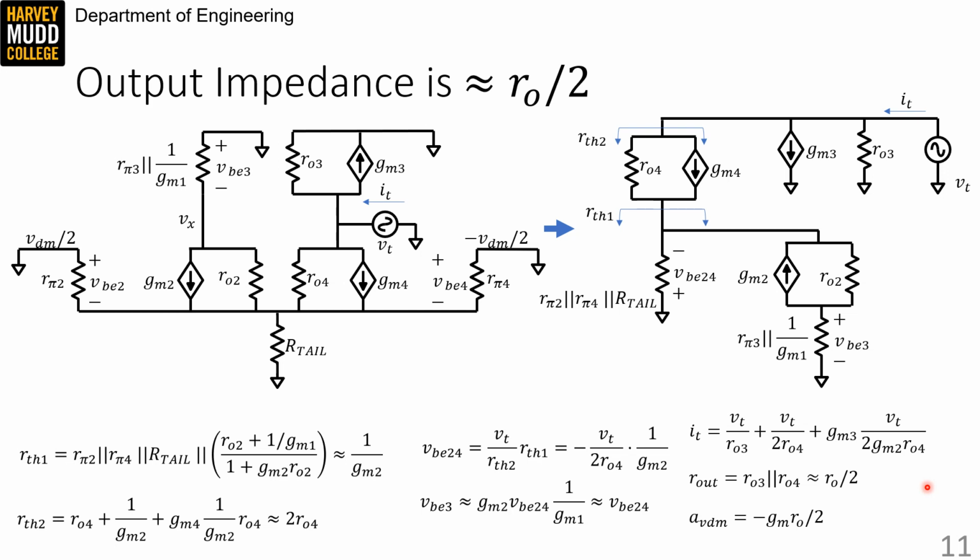And finally, combining that with our reasoning on the last page, the differential voltage gain of an ordinary transimpedance amplifier is about minus GM times RO over 2. So remember this R out and this AVDM value. I expect you to use them when we see these OTAs out in the wild.